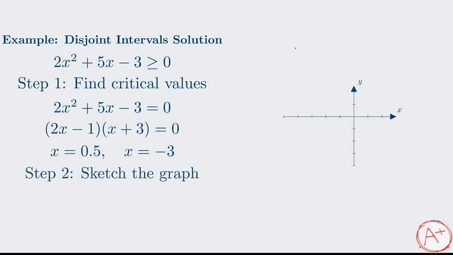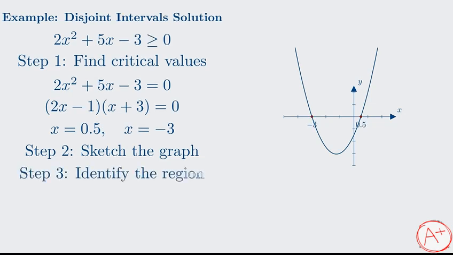Because the 2 in front of the x squared is positive, we draw a U-shaped parabola. Mark negative 3 on the left and 0.5 on the right of the x-axis. The inequality symbol is greater than or equal to, so we are looking for the regions where the curve is on or above the x-axis.